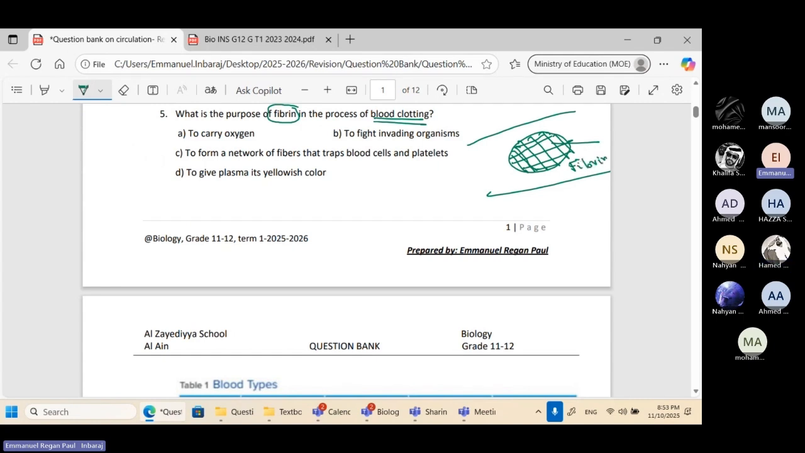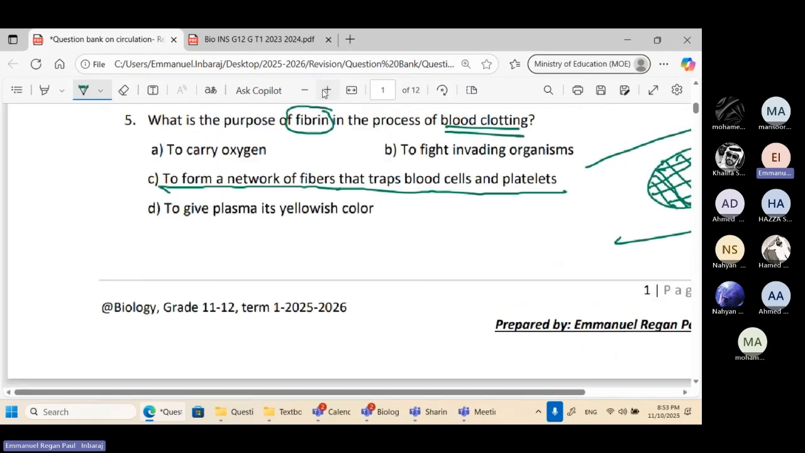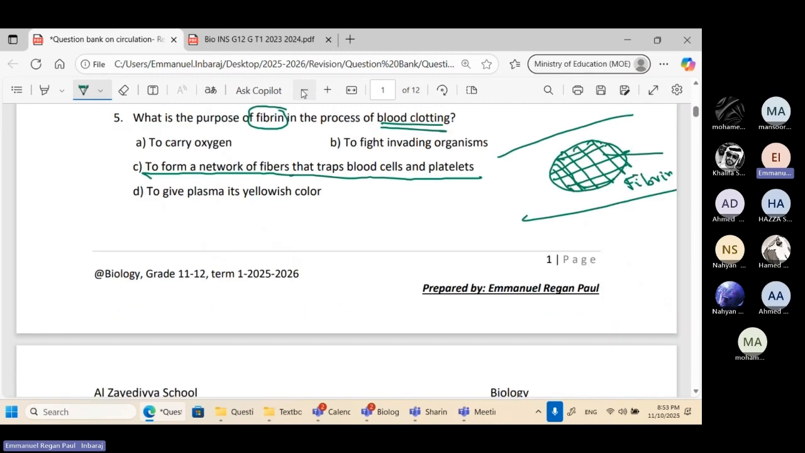Fibrin. Okay. Now the question is, what is the purpose of fibrin in the process of blood clotting? They form a network of fibers to trap blood cells and platelets. Okay, they form a network to trap. So this is the function of the fibrin. Okay, so keep that also in your mind.